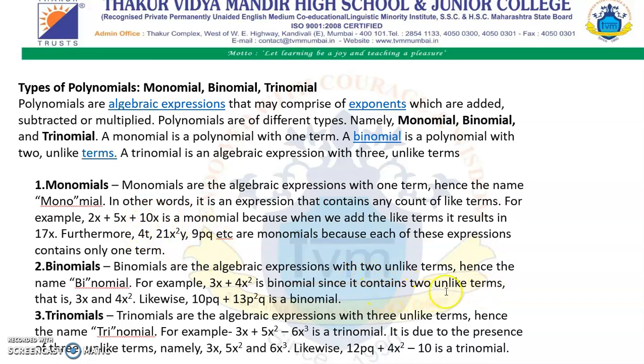Since it contains two unlike terms, 3x and 4x square, it is a binomial. Likewise, 10pq and 13p square q, both are unlike terms, hence it is also a binomial. Trinomials are the algebraic expressions with three unlike terms. Hence the name trinomial. For example, 3x plus 5x square minus 6x cube is a trinomial. It is due to the presence of three unlike terms. You can observe here 3x, 5x square and 6x cube. Three of them are unlike, hence it is a trinomial.